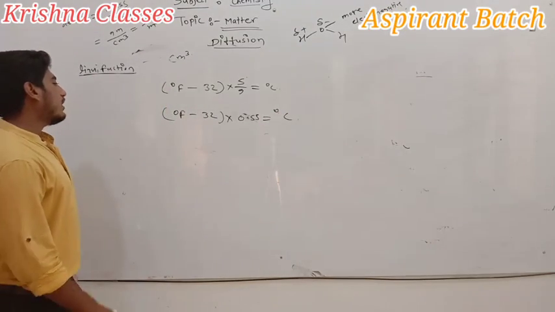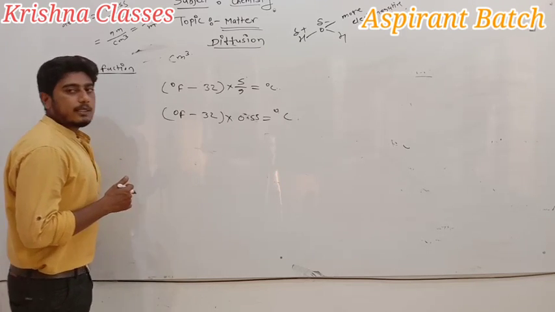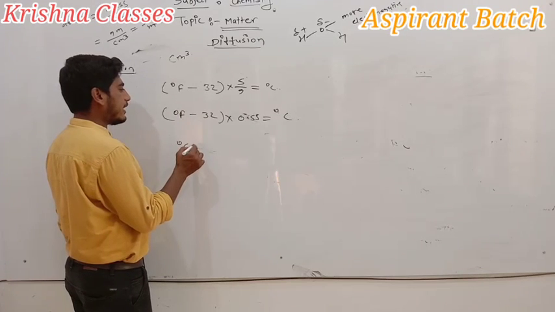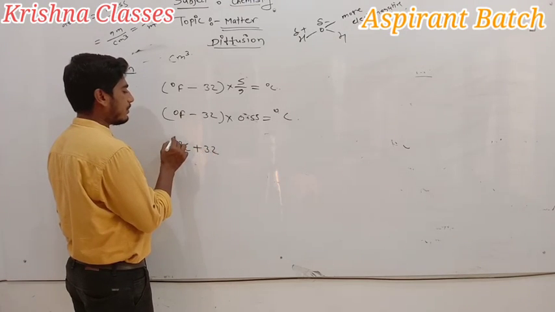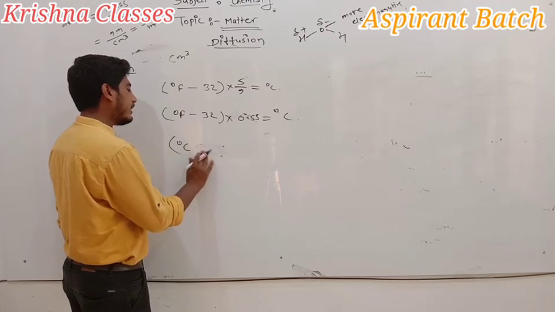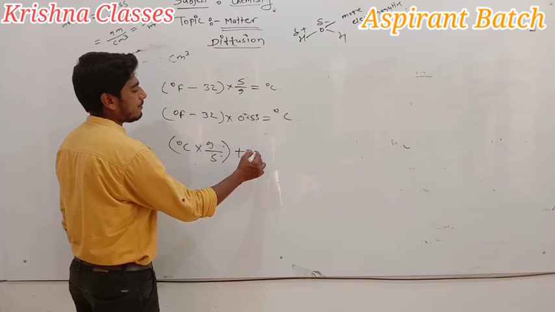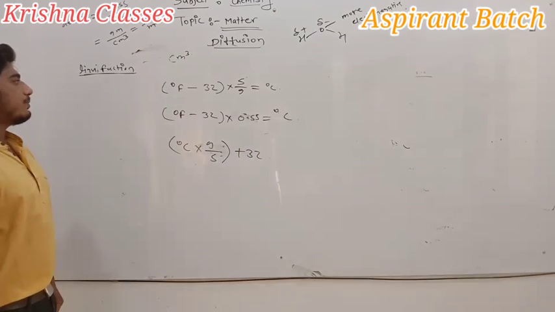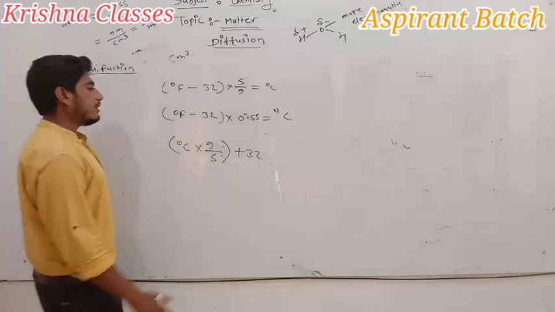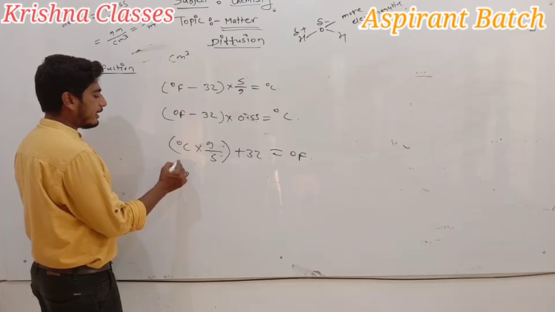Then the conversion of degree Celsius into Fahrenheit. Here, degree Celsius into 9 by 5, and here plus 32. This is the conversion method. This one is direct, this value is converted directly into Fahrenheit. Here the value is directly degree Celsius.